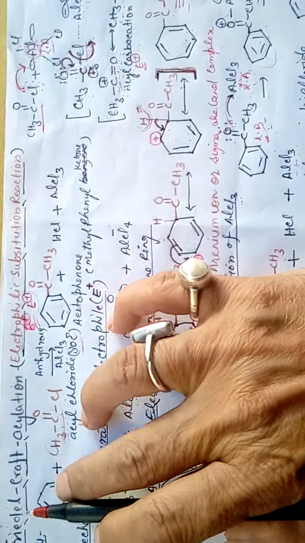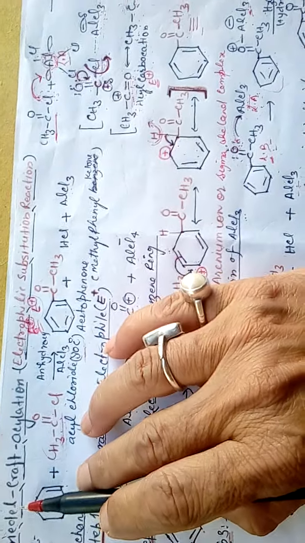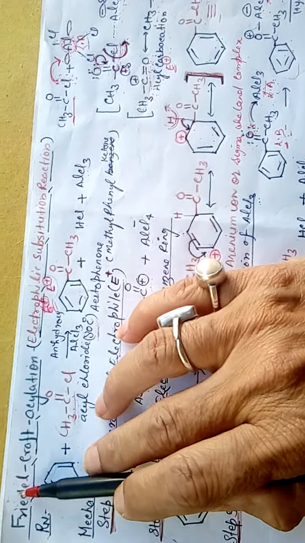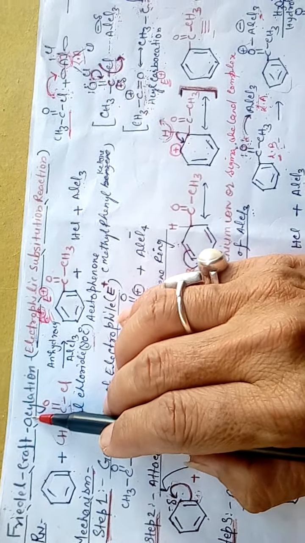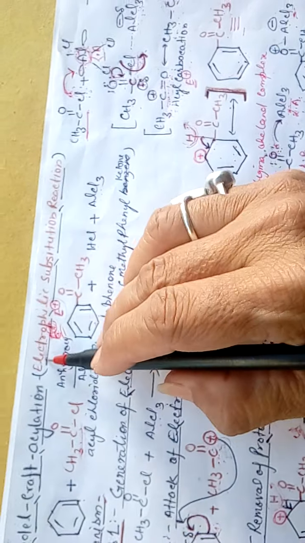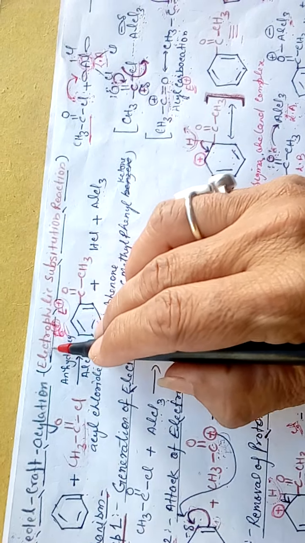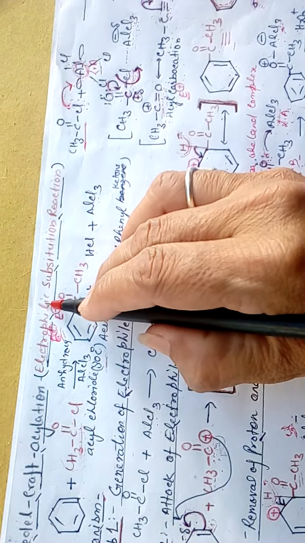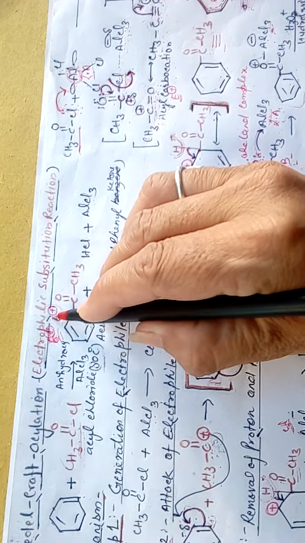In this video, I am going to explain Friedel-Crafts acylation reaction. The Friedel-Crafts reaction was discovered by Charles Friedel and James Crafts in 1877. It is an electrophilic substitution reaction. Electrophilic means electro means electron and philic means loving. Electron loving species, that is electrophile, the positive.